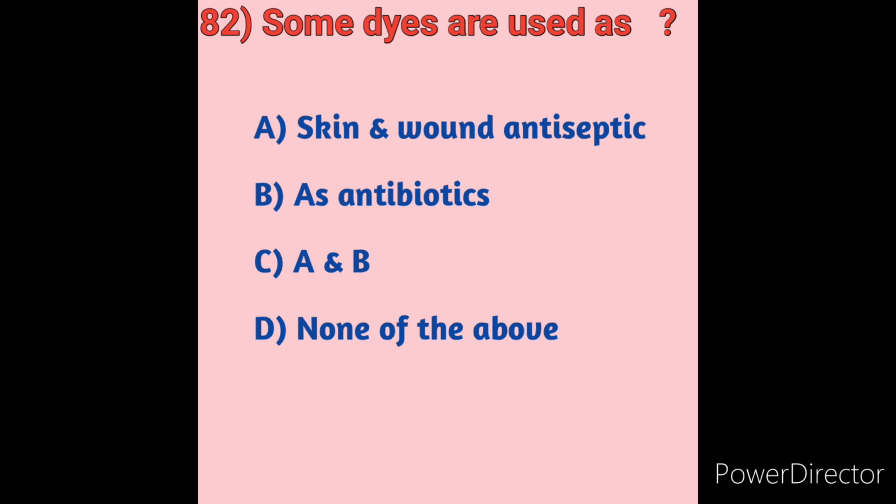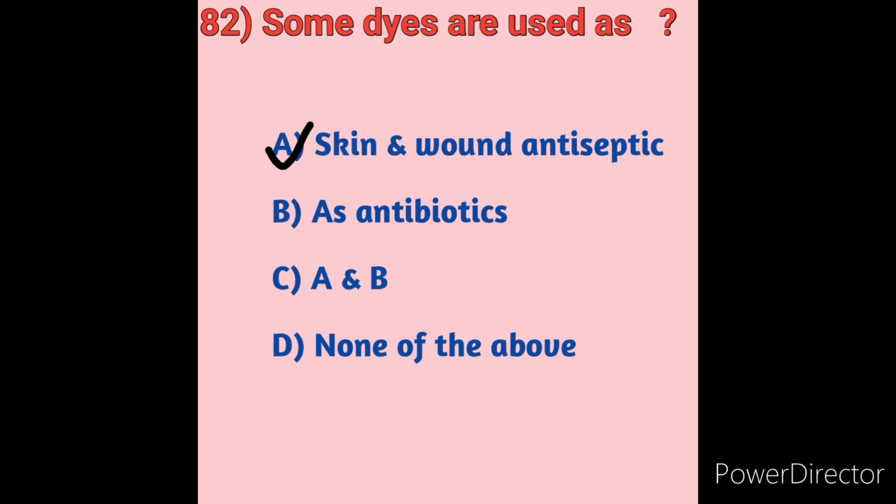The antiseptic agents in dermatologic surgery commonly include chlorhexidine, povidone iodine, and hydrogen peroxide. These all are the antiseptic agents commonly included in dermatologic surgery. They should be used for most, if not all, procedures that enter the dermis of the skin or deeper. So here, some dyes are used as skin and wound antiseptic. Option A is the correct answer.